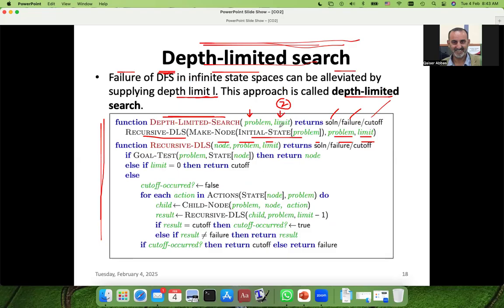So this limit will go. The initial state of the problem is A, and then the problem, and then the limit is 2. I can write this thing first. Just a minute. Now this is not possible on the screen. I should move to the whiteboard for a better understanding of this algorithm.